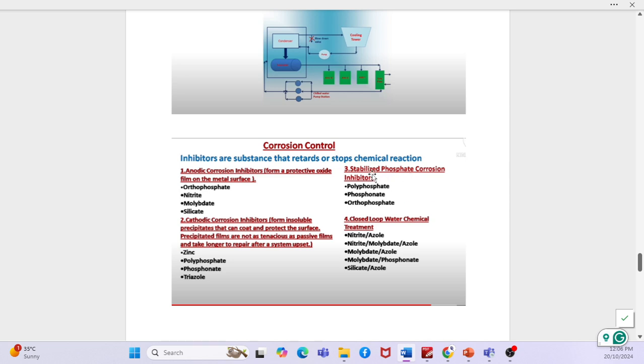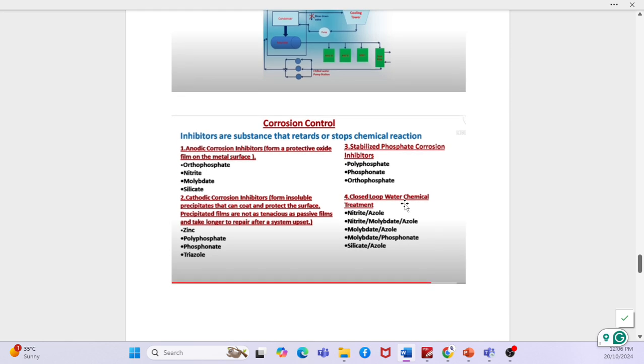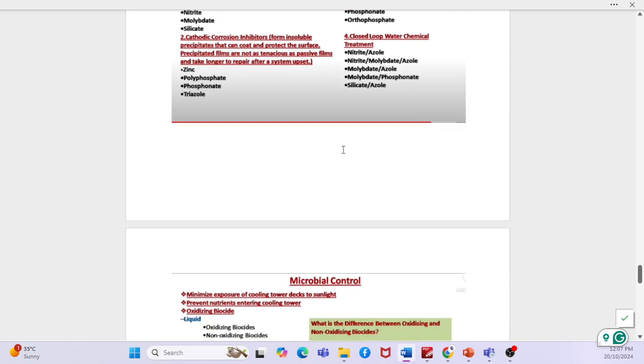Then for the different types of stabilized phosphate corrosion inhibitors, you have polyphosphate, phosphonate, orthophosphate, right? Then for closed water treatment systems, you have nitrate, azole, nitrite, molybdate, azole, then molybdates, azole, molybdate, phosphonate, silicate or azole. So these are the different types of chemicals which we add in the system to control the corrosion, right?